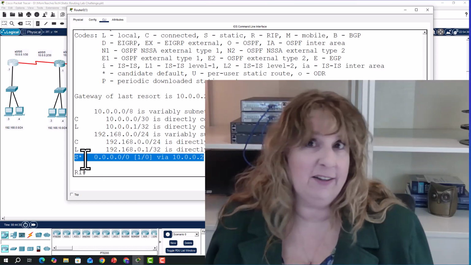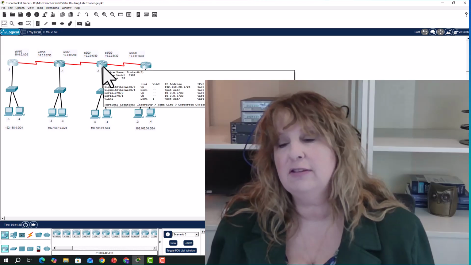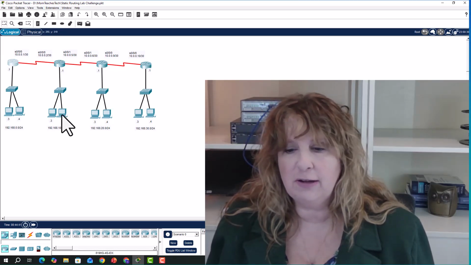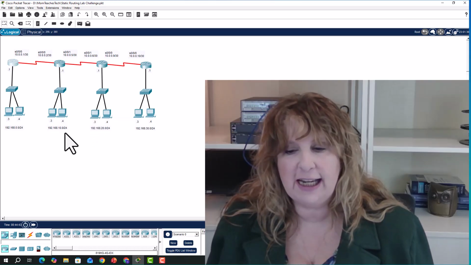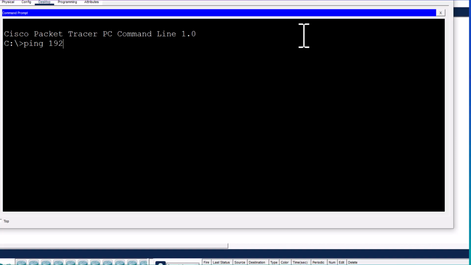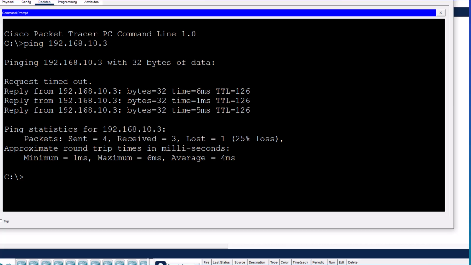Let's go ahead and give it a test. Like I said, routing is configured on my two routers in the middle. It's not configured down here on router 4, so I can go over to the 192.168.10.0 network. Let's give that a try. 192.168.10.3, I believe, is the IP address on the PC on that network. And there it is. We had an ARP here, of course, and then we got our reply.